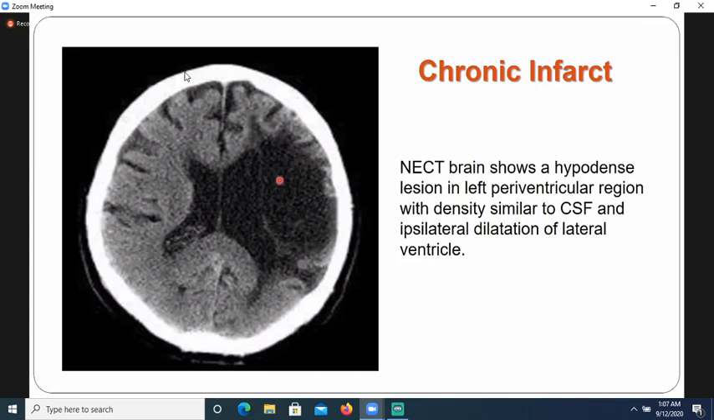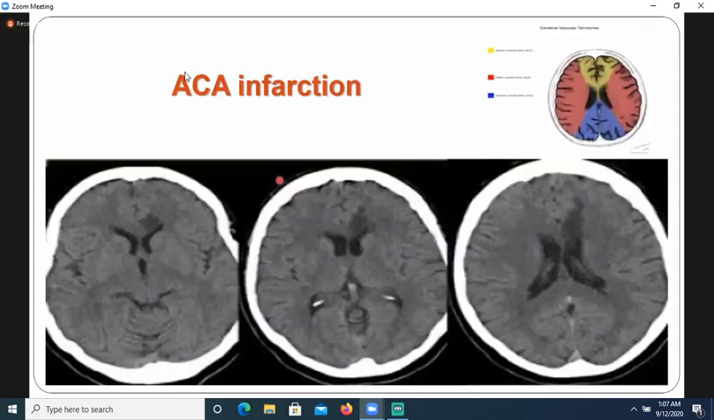Anterior cerebral artery infarct occurs when there is an infarct in the frontal lobe or in the medial aspect of the frontal lobe, because the anterior cerebral artery supplies here. So this is a hypodense lesion in the left frontal lobe in the territory of the anterior cerebral artery, likely representing anterior cerebral artery infarction.